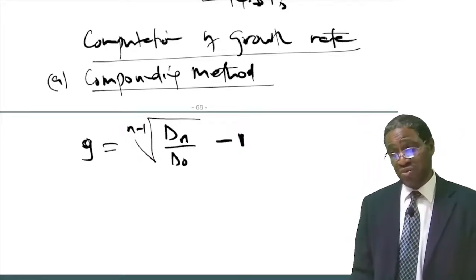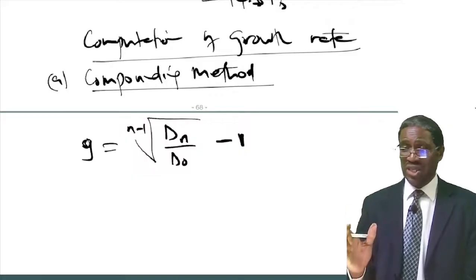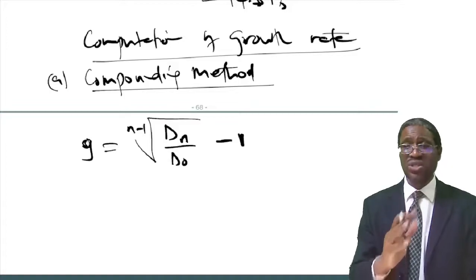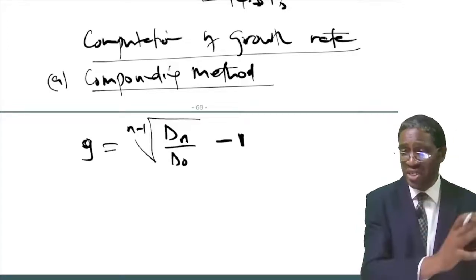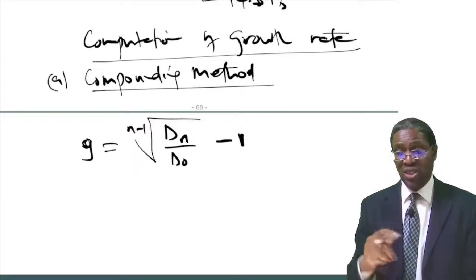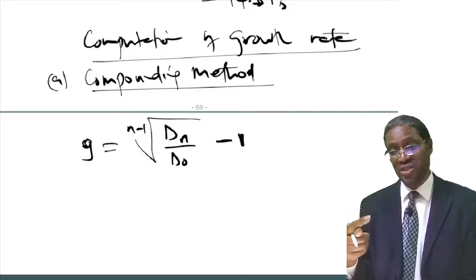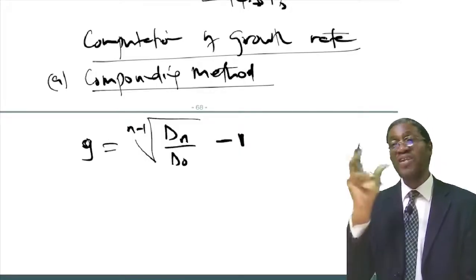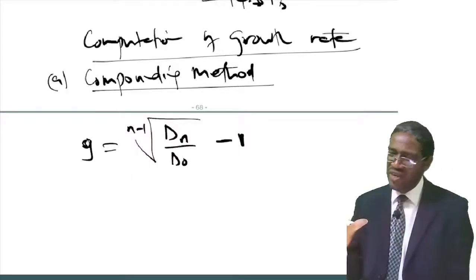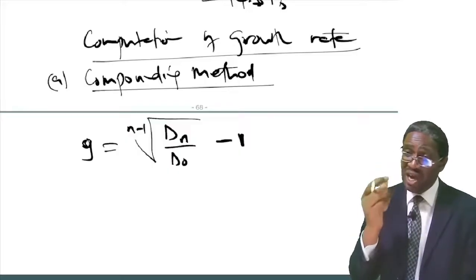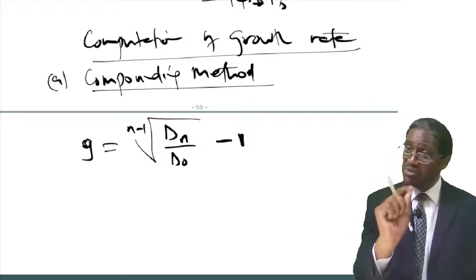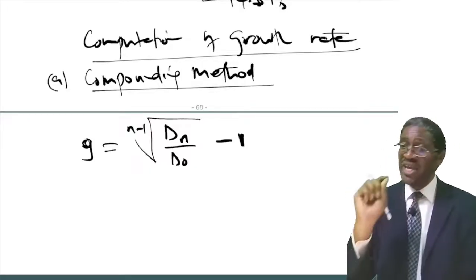N is the number of years. The examiner will give you the history of the company: dividends last year was this, the other year it was this, and so on. Remember, we are looking for the growth rate of the dividend, the percentage by which it is growing. So the examiner will give you maybe the last 5 years' dividends. That becomes our N. If it gives you a history of 5 years, N becomes 5. If it gives you 6 years, then N becomes 6.